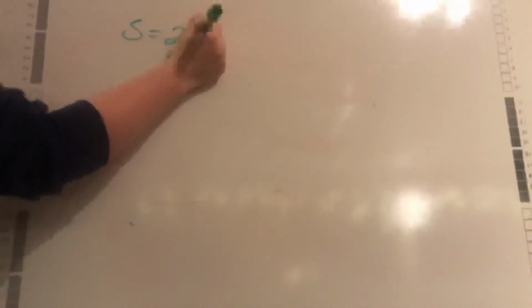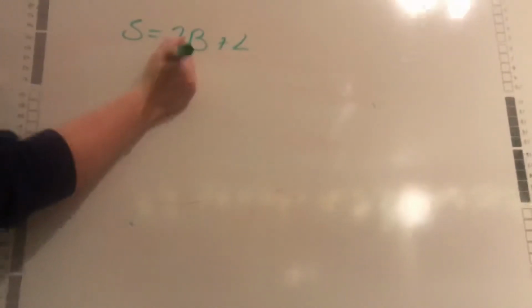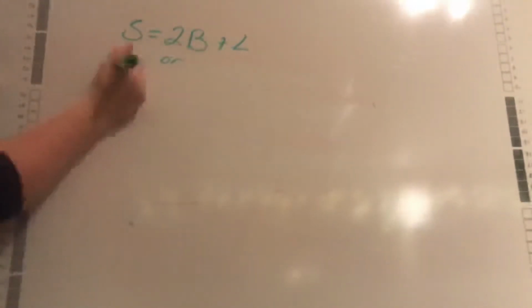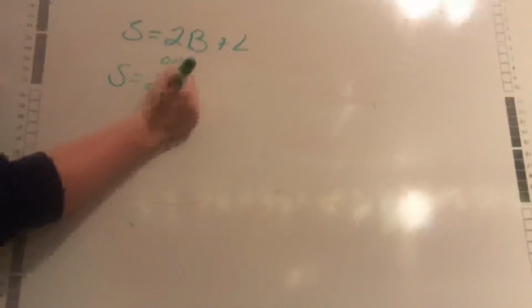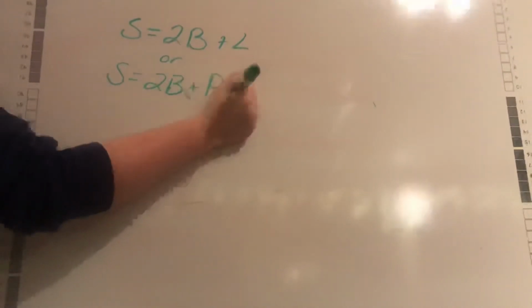And so our formula is this. You should get your formula card and write this down. Surface area equals 2B, that's our big base, plus L. Well, what is L? L is our perimeter times height.